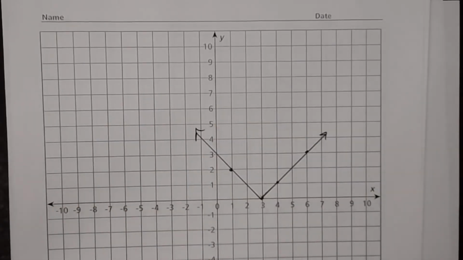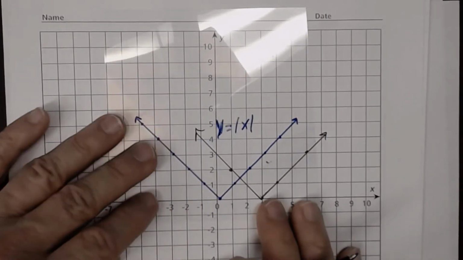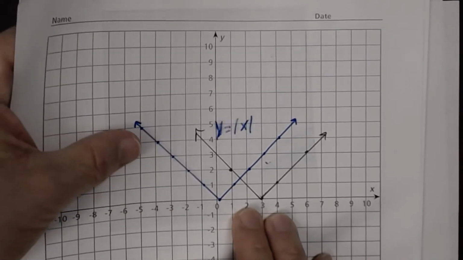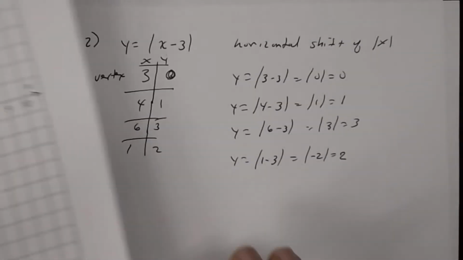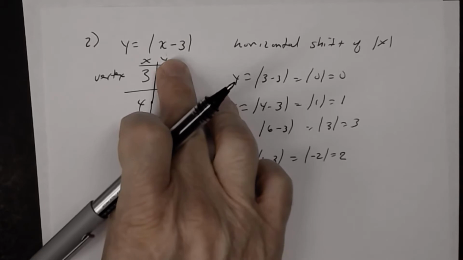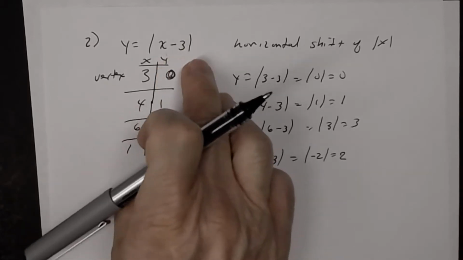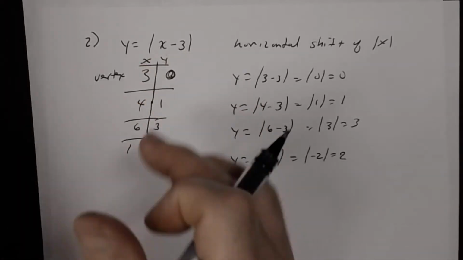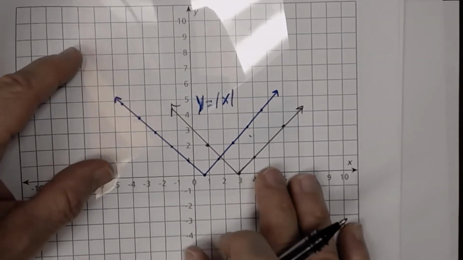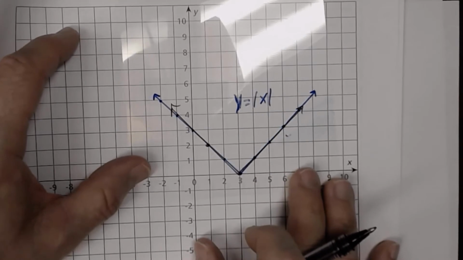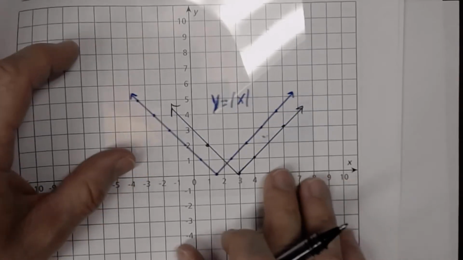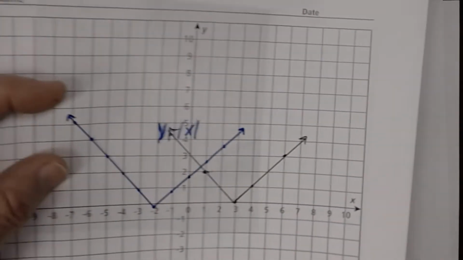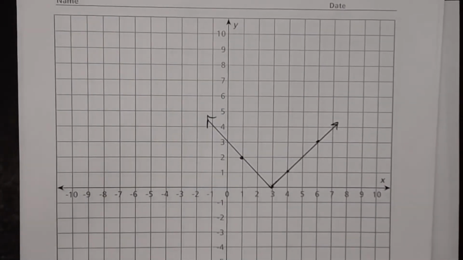Because when we look at this in terms of shifting, here's the absolute value of x. So if I want to graph y equals the absolute value of x minus 3, and notice there's no vertical shift, it's just horizontal because there's no number on the outside, then I'm going to go to the right 3 units. So I get something that looks like this. Okay, so counterintuitive.